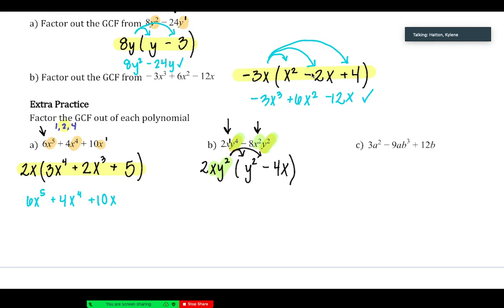And then if we want to check it, if I distribute that first term in to check, 2xy squared times y squared, that would be 2. X doesn't change because I'm not multiplying it by another x. And then the y squared times y squared becomes y to the fourth power. And then by the second term, 2 times negative 4 would be negative 8. The x times x becomes x squared. And then I'm not multiplying by another y, so the y squared stays the same. And that was back to our original problem, so we know we're good.